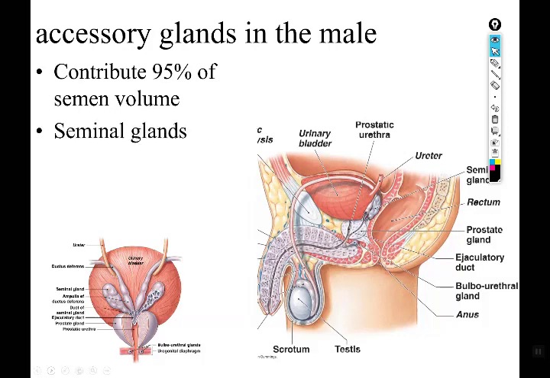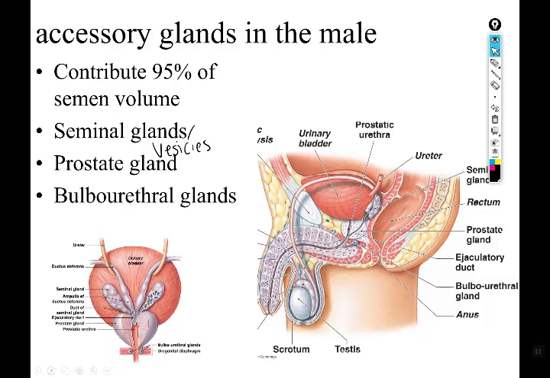So this consists of the seminal glands, also called the seminal vesicles, the prostate gland, which I've just described a little bit, and the bulbourethral glands. And each of these glands contributes their own fluid, and each of these fluids has different constituents, but all of the fluids' constituents basically help to make sure that the sperm are assisted in hopefully completing their task of fertilizing an egg.